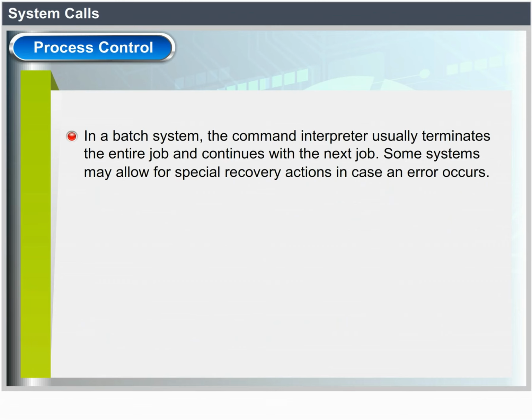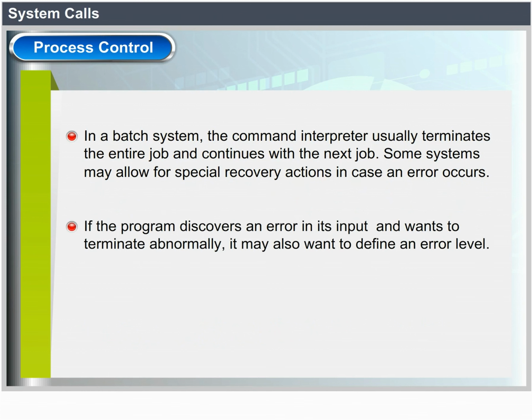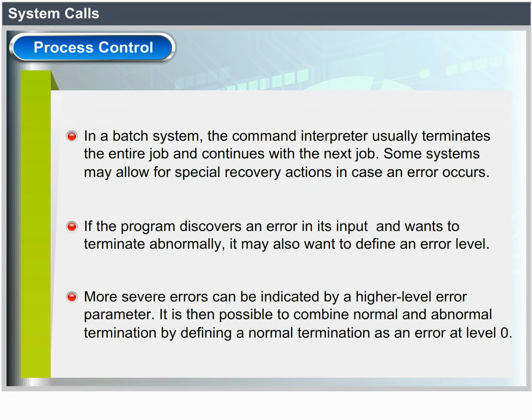Some systems may allow for special recovery actions in case an error occurs. If the program discovers an error in its input and wants to terminate abnormally, it may also want to define an error level. More severe errors can be indicated by a higher level error parameter. It is then possible to combine normal and abnormal termination by defining a normal termination as an error at level 0.